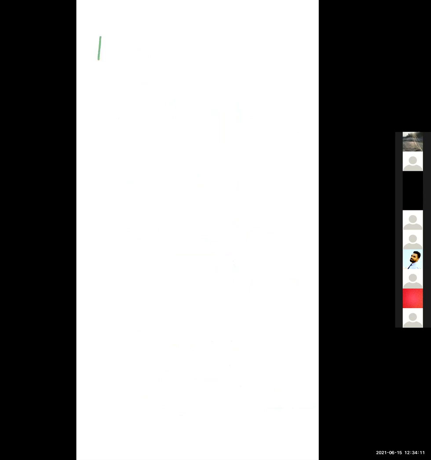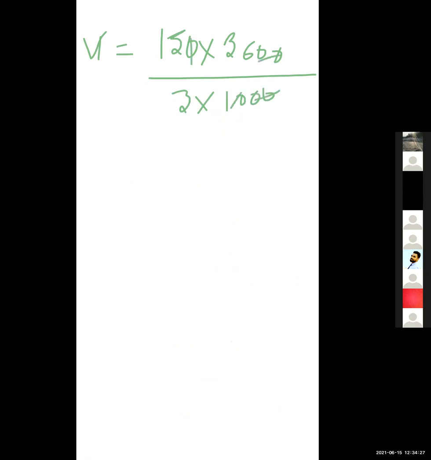So from this equation V equal to 150 into 3600 divided by 3 into 1000. 180, ma'am. 180 kilometer per hour. Okay, so this is clear. Any doubt in this question? Any doubt? Clear, ma'am.